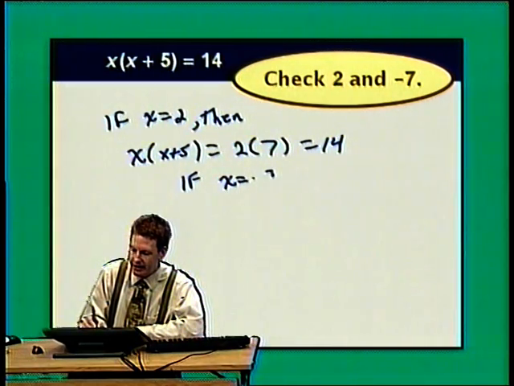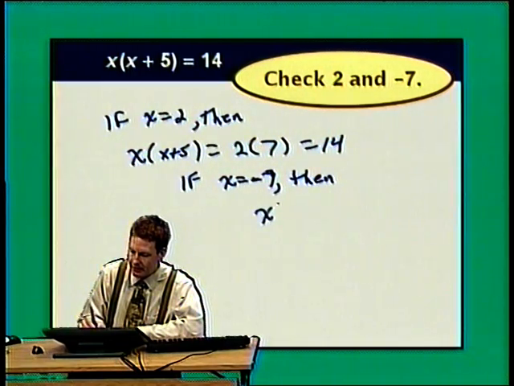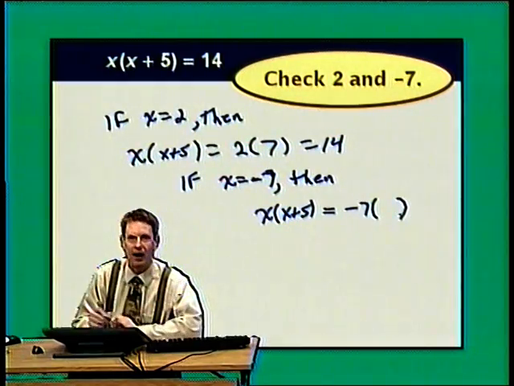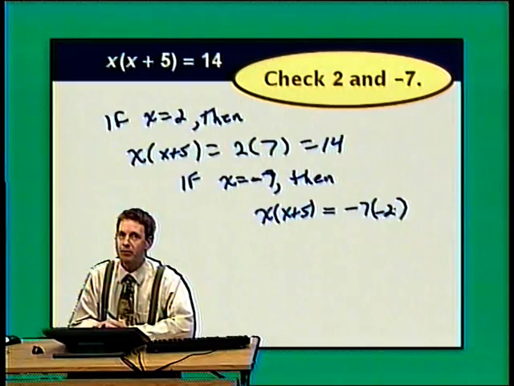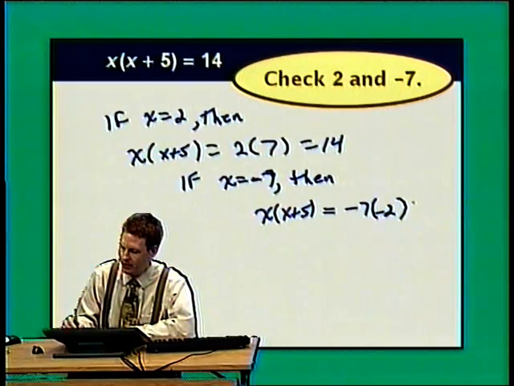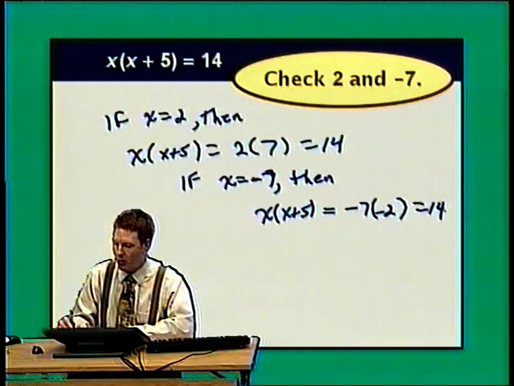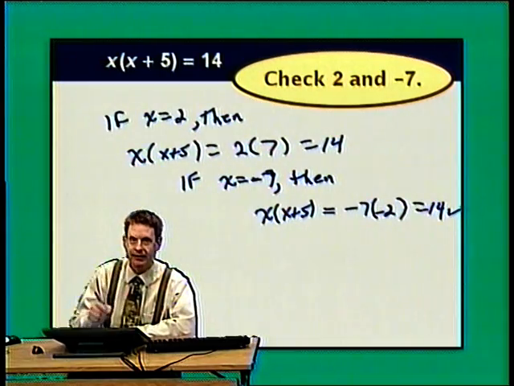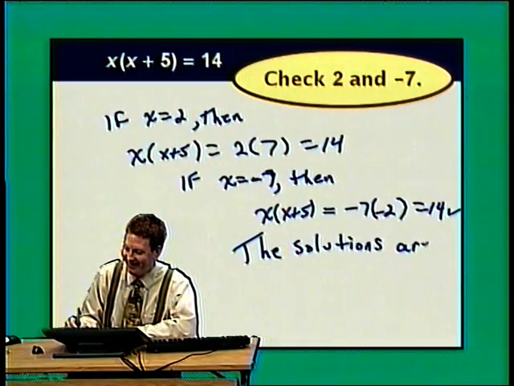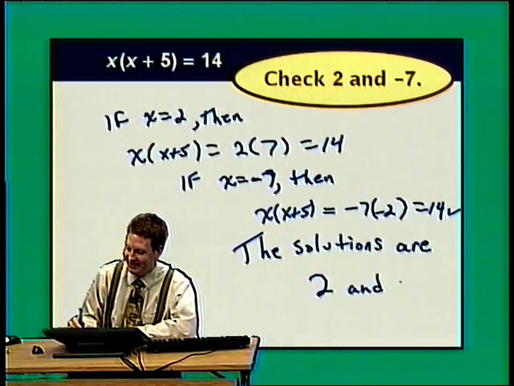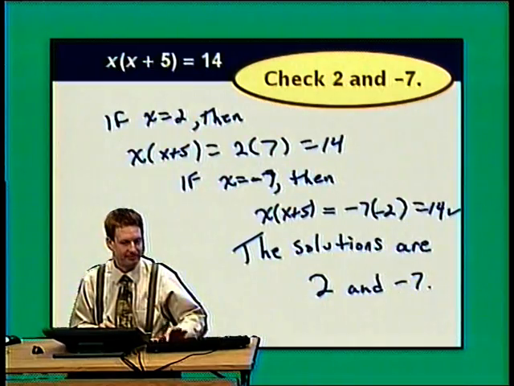How about if x is negative 7? If x is negative 7, then x times x plus 5 is negative 7 times, what's negative 7 plus 5? That's negative 2. And the product of negative 7 and negative 2 is 14. Both of my solutions check. I need to state a conclusion. The solutions are 2 and negative 7.